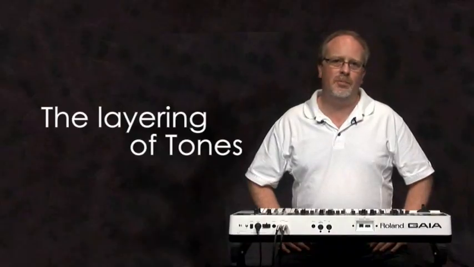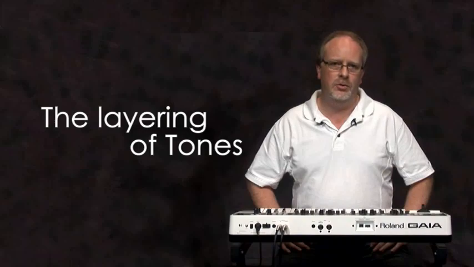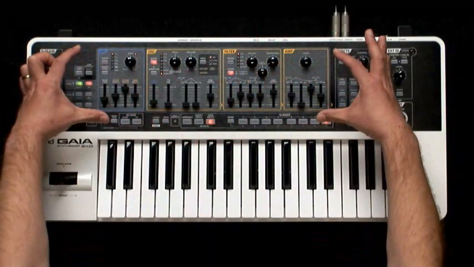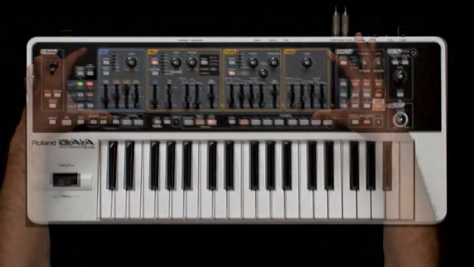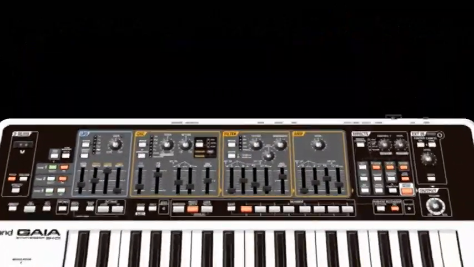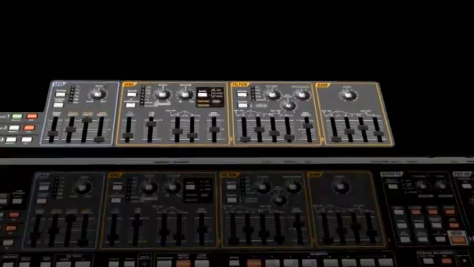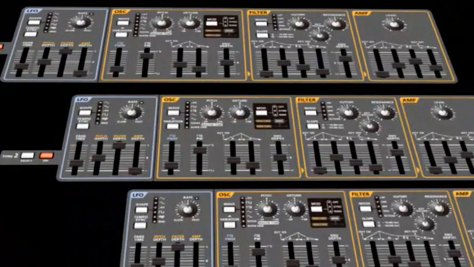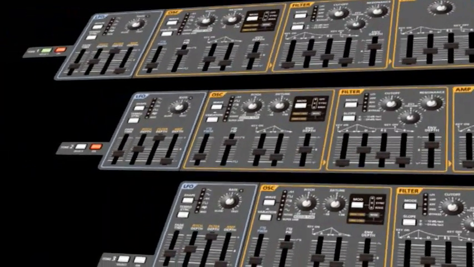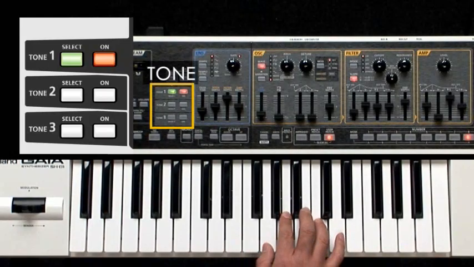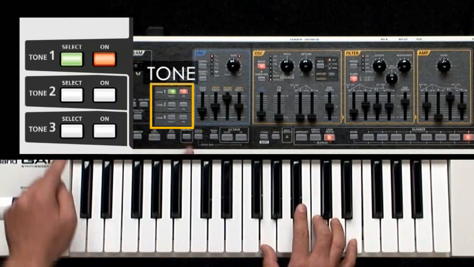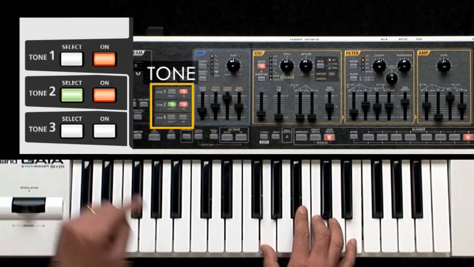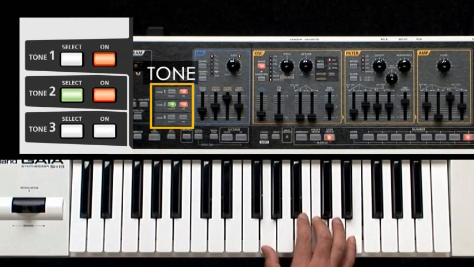Let's go back to the synth pad we used a few minutes ago, and I'd like to show you the layering of tones. This part of the synthesizer is called a tone, but three tones are available to be layered or stacked on top of each other for bigger or more complex sound. This sound uses one tone. Using the tone 2 switch, I can add another tone like this.